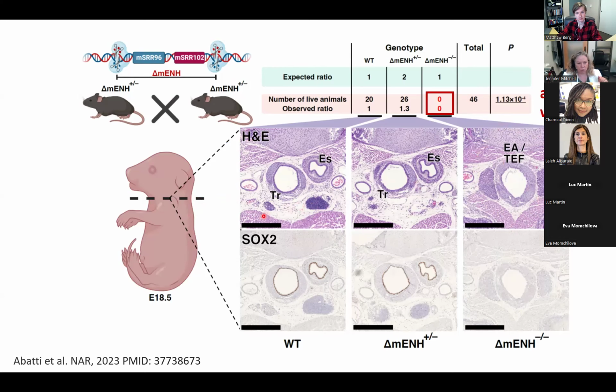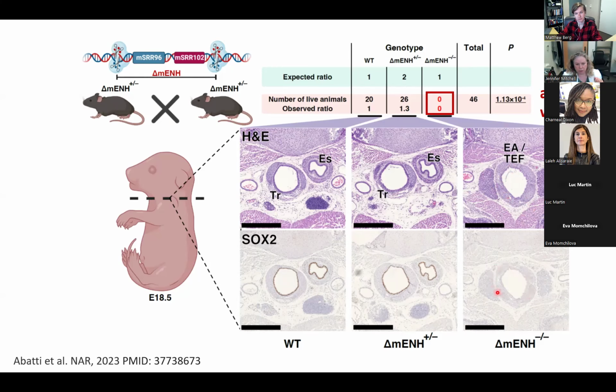So this happens normally during development. By E18.5, this has already happened. And in wild-type embryos, you can see that they have a separate trachea and esophagus. And the same was true for the monoallelic enhancer deletion. But in the biallelic enhancer deletion, we saw that all of the mice that we looked at just had this single one tube and failed to separate the trachea and esophagus.